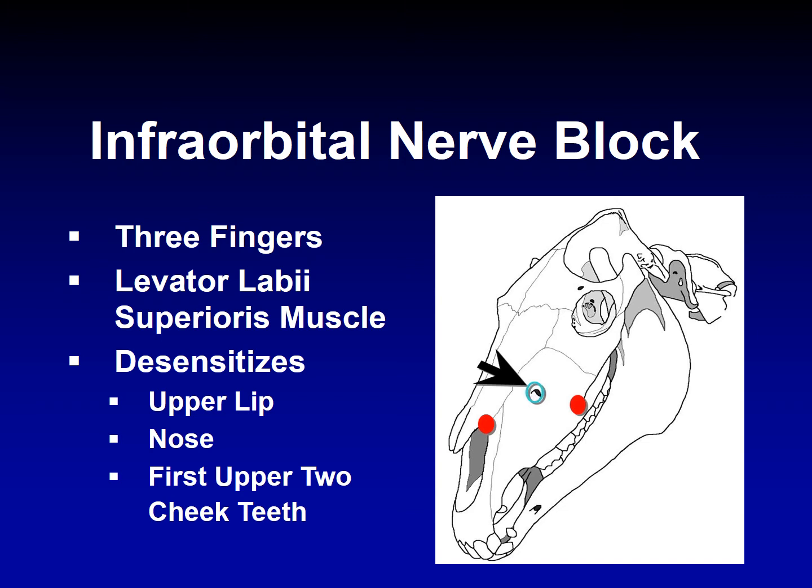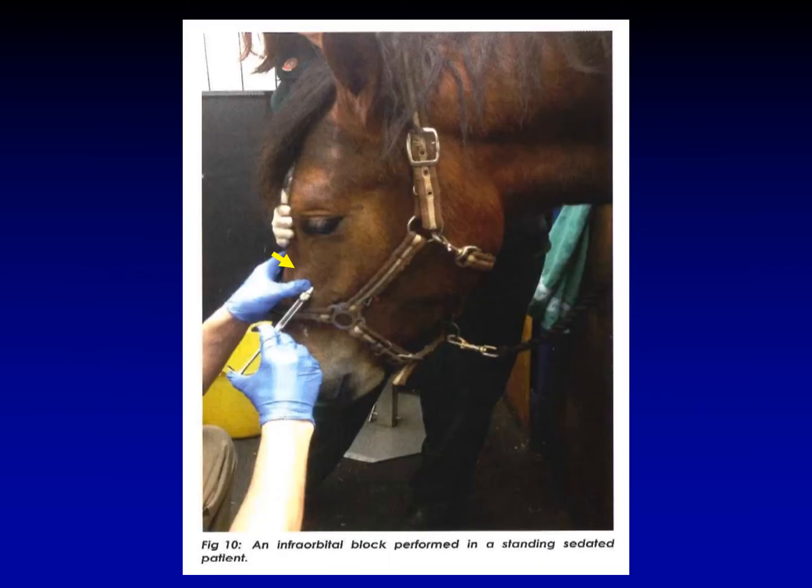When we do this nerve block, we desensitize the upper lip, the nostrils, and the first upper two cheek teeth. Let's take a look at how this is done. This picture shows the technique for doing the infraorbital nerve block. What the veterinarian is doing is, with his or her thumb, removing the levator labii superioris muscle out of the way, so they can inject the anesthesia in the infraorbital foramen. Again, this will desensitize the upper lip, the nose, and the first upper two cheek teeth.